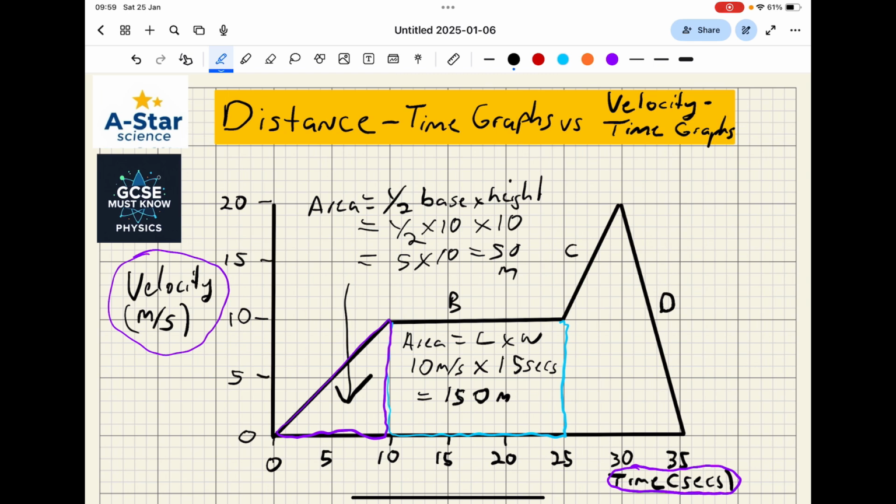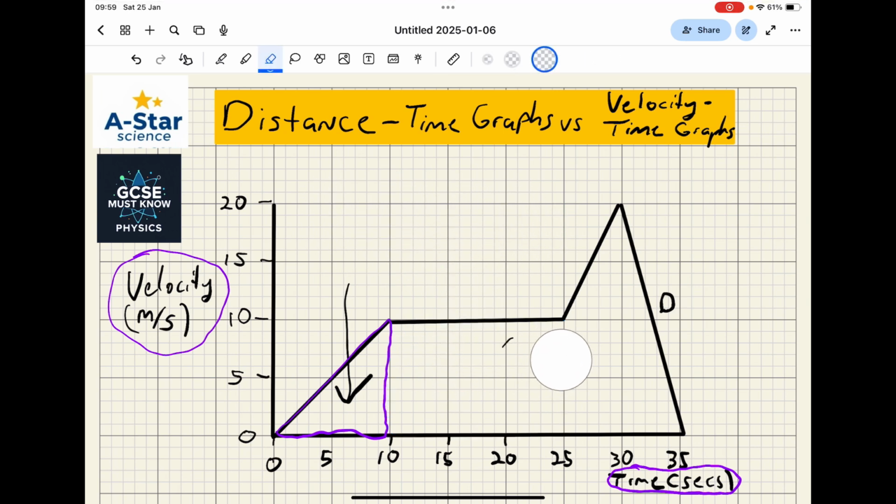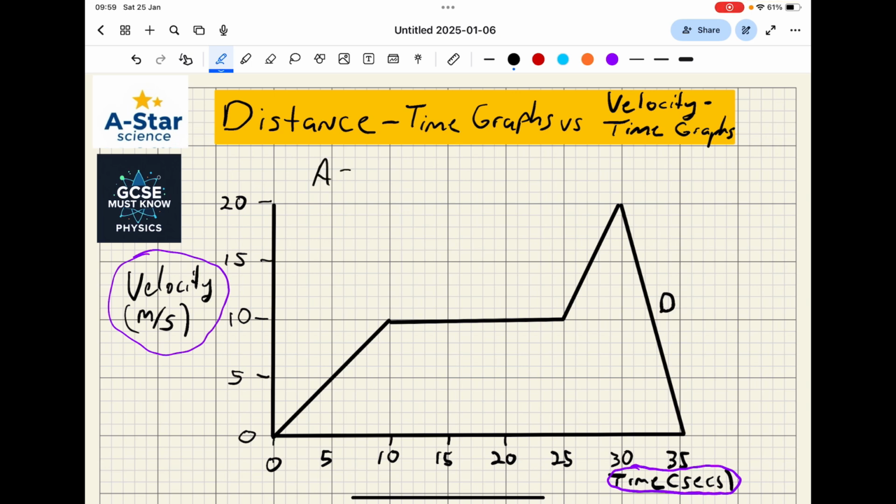The second thing that we need to know using velocity time graphs, just clear the board, is that for any one point, we can calculate the acceleration. You should know that acceleration is the change in velocity divided by the time taken.